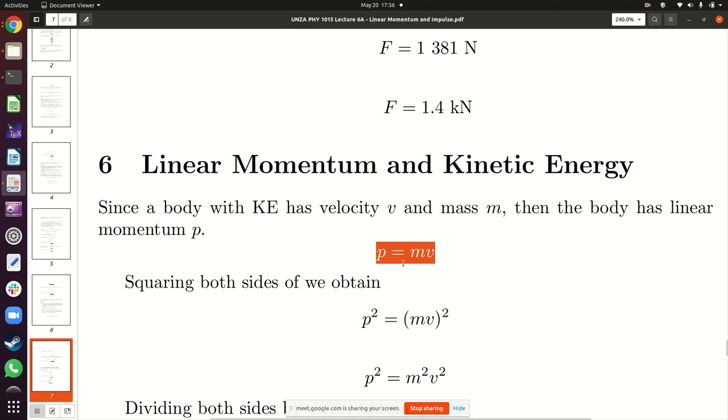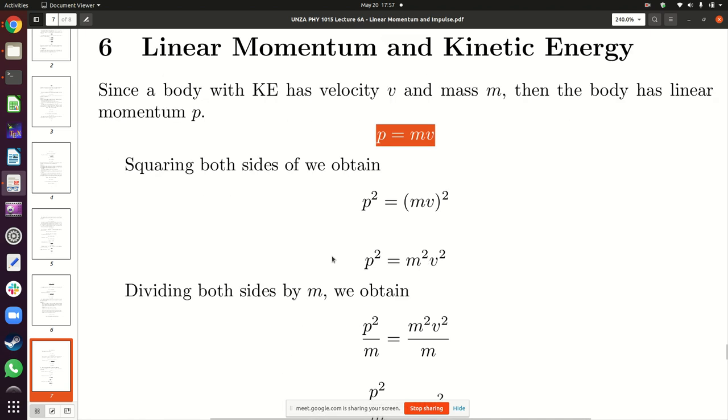From the lesson today, an object with mass m moving with velocity v has linear momentum p equal to mv. But we also know from our previous classes that an object with mass m moving with velocity v has kinetic energy, which is equal to half mv squared. So we want a relationship between kinetic energy and linear momentum. How are these two physical quantities related to each other?